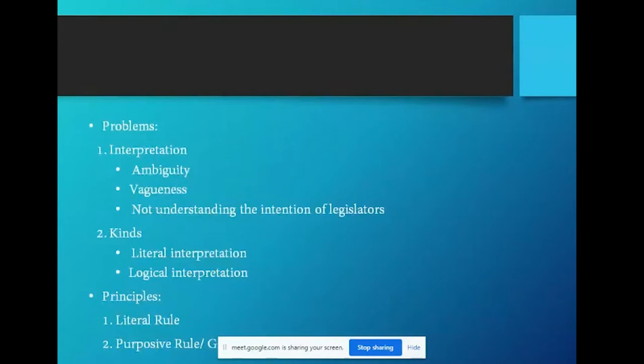Then there are several problems in the legislation as a source. The one is the interpretation problem. When we interpret a law, there may be problems due to ambiguity, vagueness, etc. This can be solved by different principles like the literal rule, golden rule of interpretation, etc.